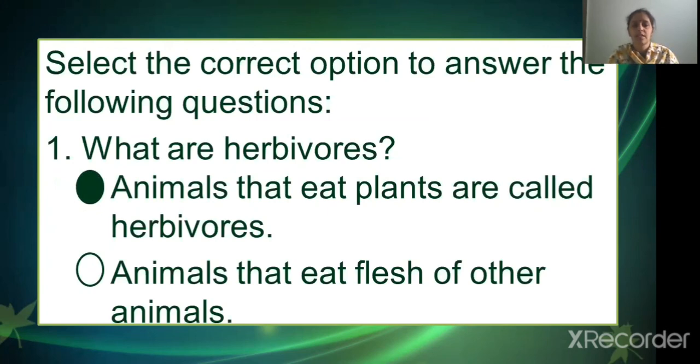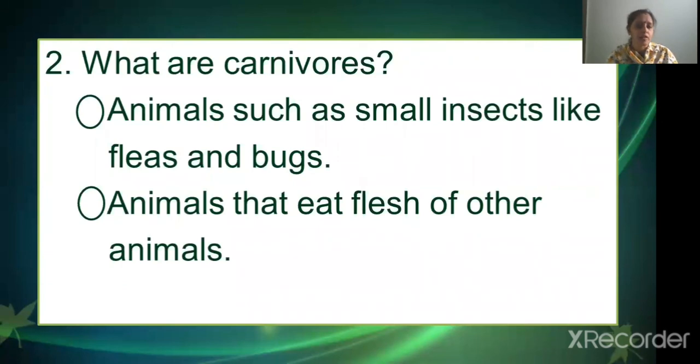Yes, now let's go to the next question. What are carnivores? The options are: animals such as small insects like fleas and bugs, or animals that eat flesh of other animals. Now tell me children, what are carnivores? Yes, animals that eat flesh of other animals, right? So let's click the second option. Clear?